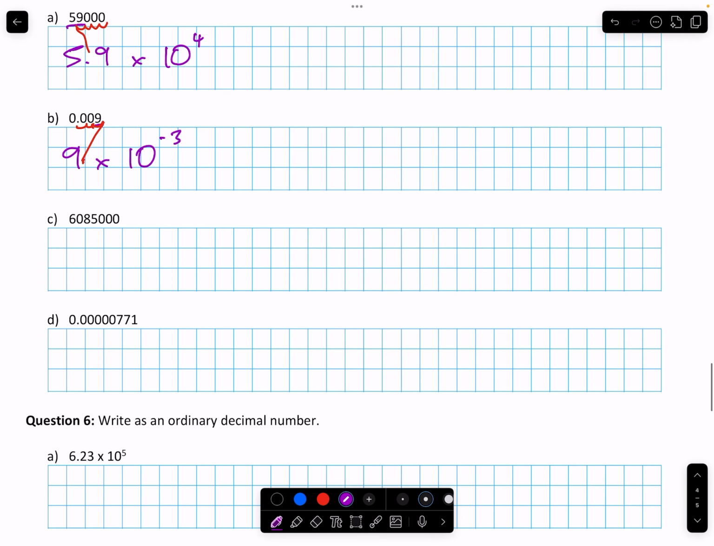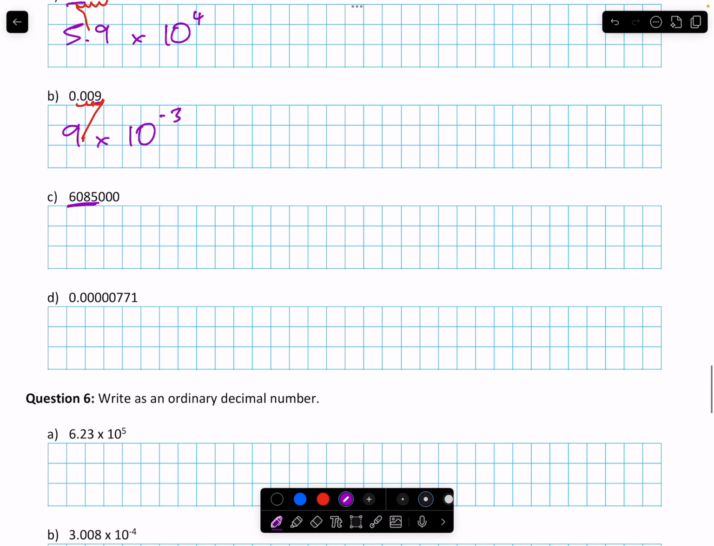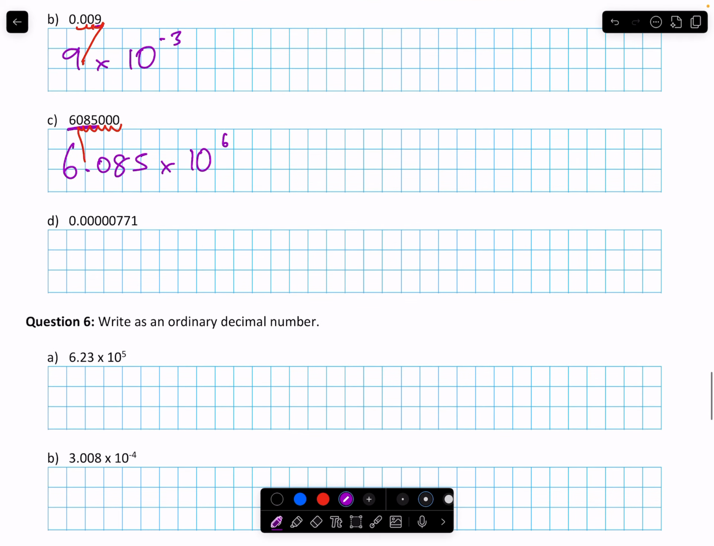Here I've got 6,085,000. I need all these numbers. I can't ignore that 0 because it's not just a placeholder. So I need a number between 1 and 10 that involves 6085. That's going to be 6.085. The decimal point is currently between 6 and 0, and I needed to jump 1, 2, 3, 4, 5, 6 times to the right. So it's going to be times by 10 to the power of 6.